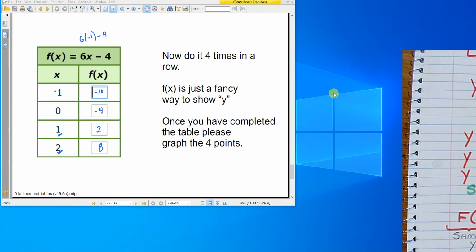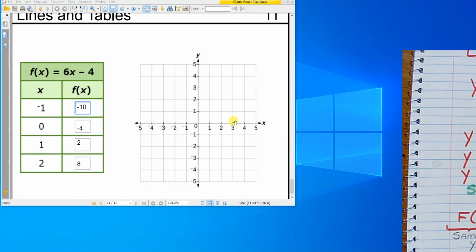Now that we've filled in the table, we can graph the points, and we should get a straight line. Negative 1, negative 10. Ah, that's off the page. So we'll just skip it. 0, negative 4 is right here. 1, 2 is right here, and 2, 8 is off the page. But we have enough to draw the line. There's the line.